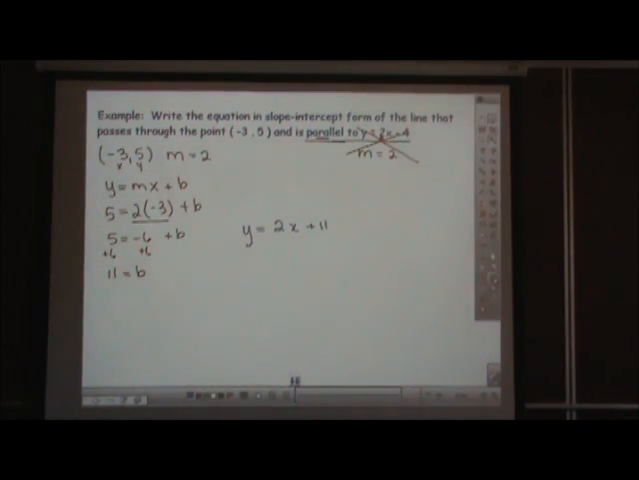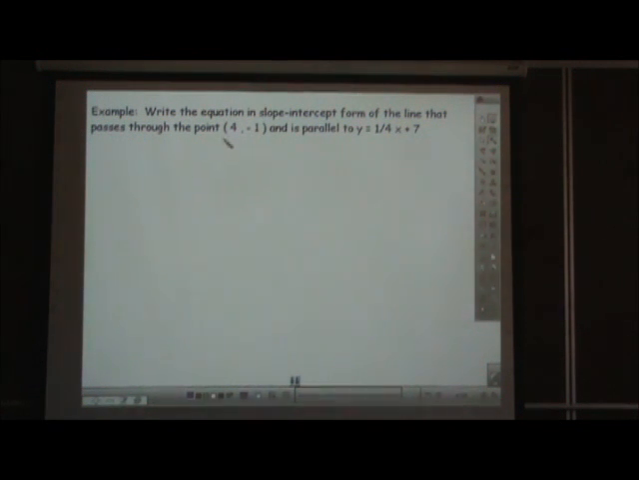So let's try this again. This time the point is 4, -1. We're parallel to the equation y equals 1/4 x plus 7. So the slope here is the 1/4. Since we're parallel, we want to use the same slope for our line. So we're going to use this point, and we're going to use the slope of 1/4.